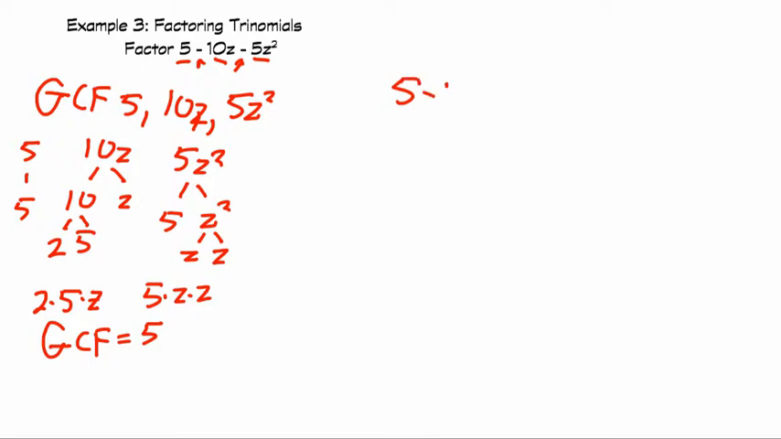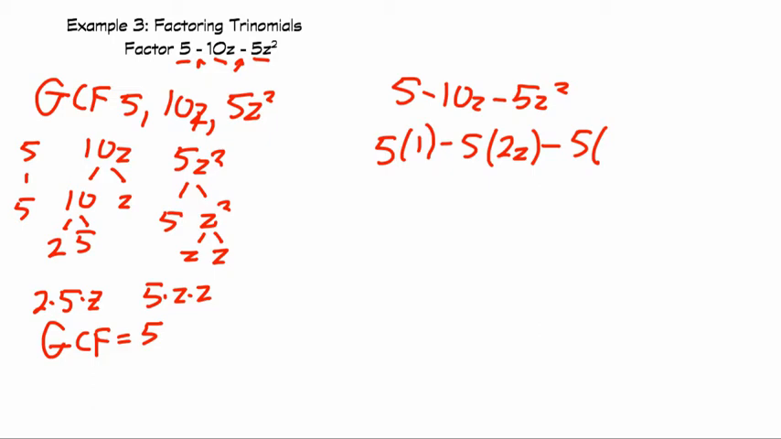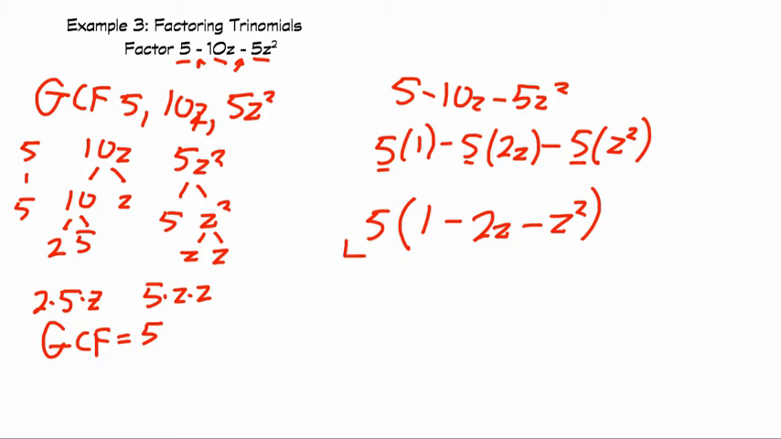Now we rewrite our question with our greatest common factor pulled out. So 5 divided by 5 gives us 1. Minus, we pull out the 5, 10z divided by 5 gives us 2z. Minus 5z squared divided by 5 gives us z squared. So now we see we have 5's in everything, and so we write the 5 out front, and in the brackets everything that's left. 1 minus 2z minus z squared. So our answer is 5 times 1 minus 2z minus z squared.